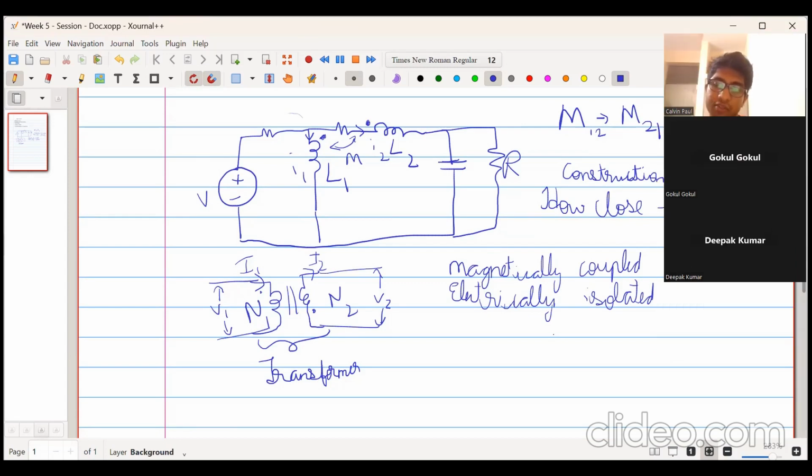This property of the transformer is used for various applications like various protection features, for various current sensing applications. This property of the transformer is found to be very useful. All right, so let's proceed.